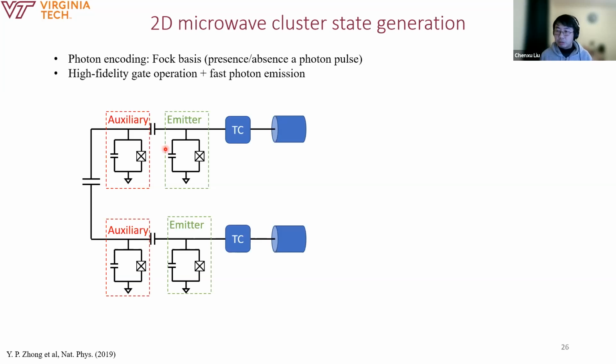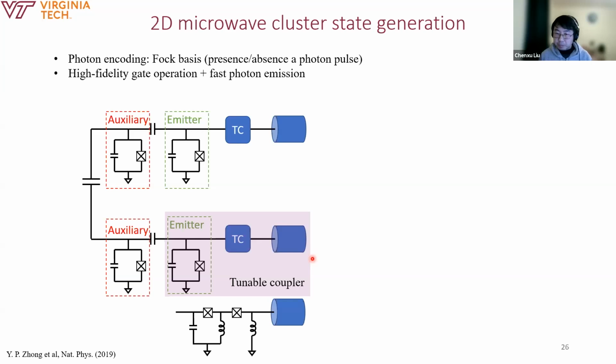So in order to solve this problem, we propose to use a tunable coupler to couple the emitter and the transmission line, such that when we want a very fast photon emission from the emitter, we can turn this coupling on to have a strong coupling between the emitter and the transmission line. And when we want to apply gate operations between the auxiliary qubit and the emitter qubit, we can turn this off to retain high fidelity gate operations between the different qubits.